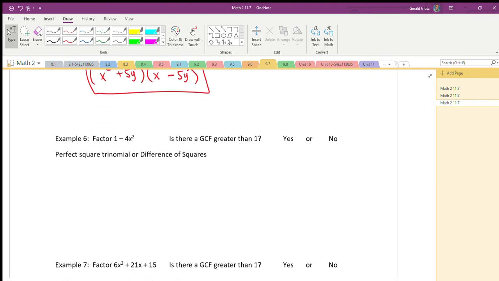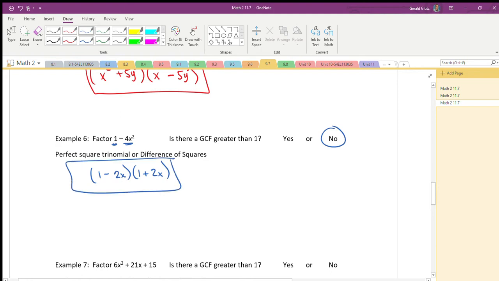In example 6, going to check to see if they have any common factors. They don't. This number is 1, so I know I cannot factor them anymore. So is there anything that I can multiply by itself to equal 1? So 1 times 1 is 1. 2 times 2 is 4. x times x is x squared, so 2x, and then 1 plus 2x.